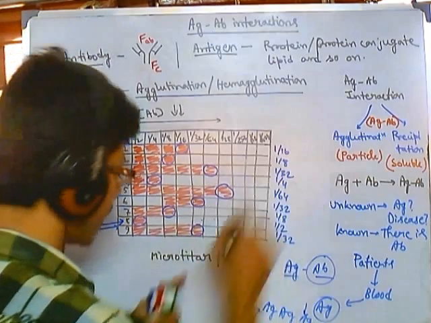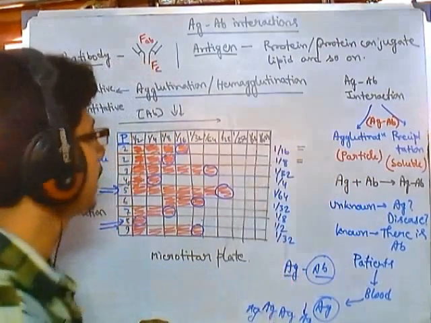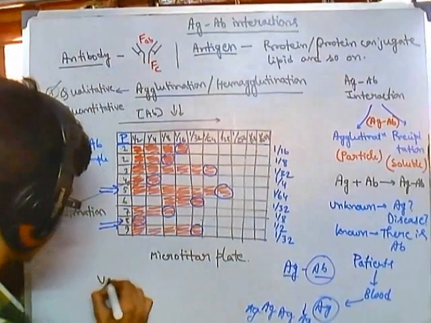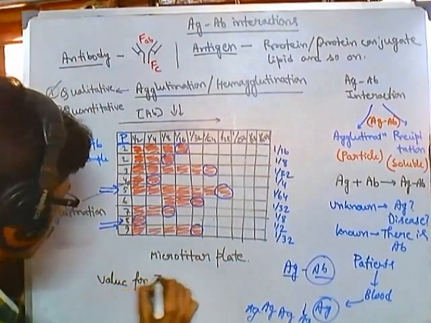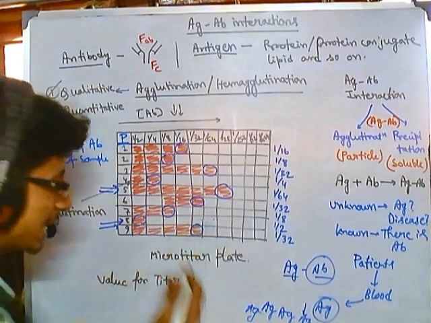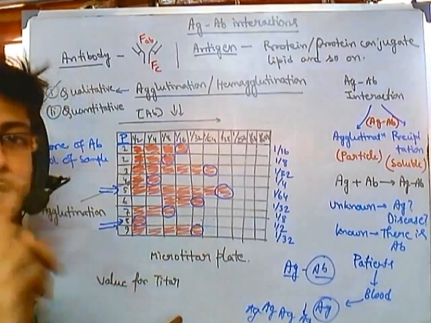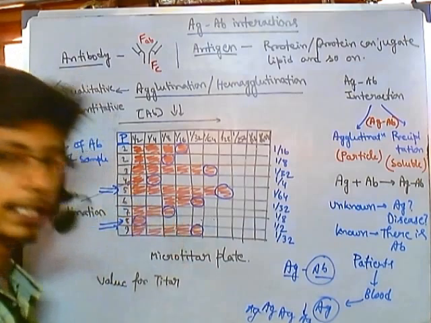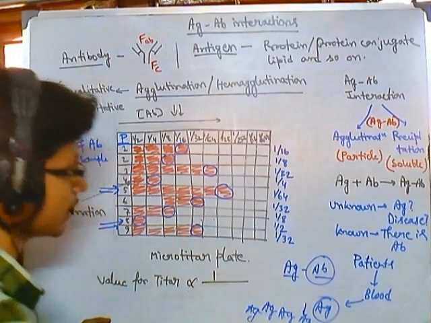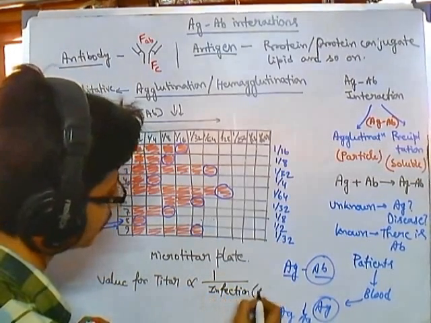So if we look at the values, if we go in this direction, the value will be less. So let me write here the value for titer. Remember what titer is? I've told you, if this value is very low, that means you are very much infected. If the value is higher, then you have less infection, right? So it is inversely related with the infection, or inversely related with the concentration of antigen.